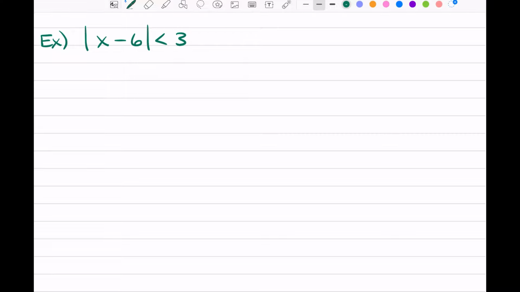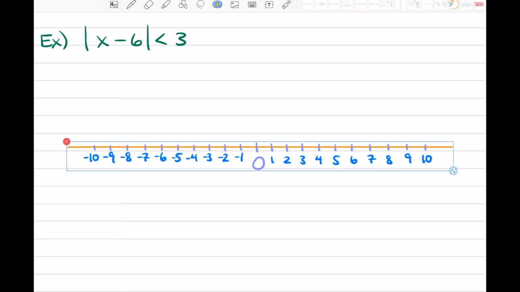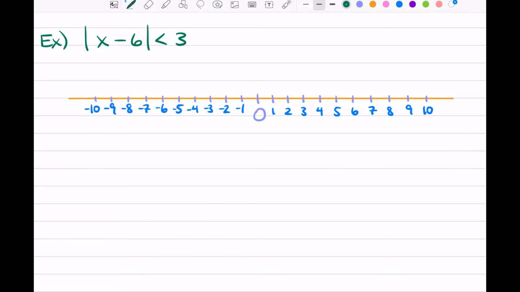We have the distance from x to 6 is less than 3. This clue looks a little bit different, but let's see if we can think through it. So we can start off by marking 6 on our number line. Let's mark 3 steps in each direction. The distance from x to 6 is less than 3.